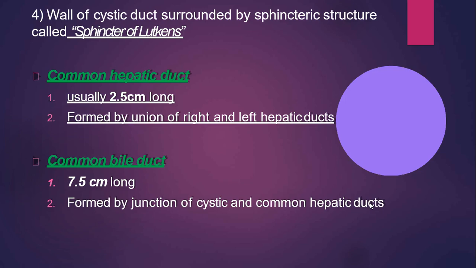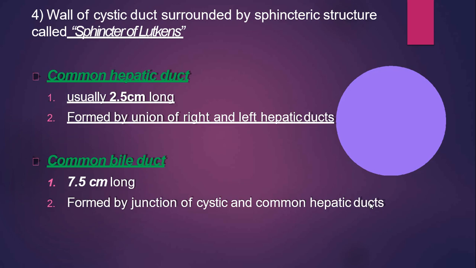Now the cystic duct unites with the common hepatic duct. The common hepatic duct is formed by the right and left hepatic ducts, and then that common hepatic duct after union with the cystic duct becomes the common bile duct. The common hepatic duct is 2.5 centimeters long, and it is formed by the union of the right and left hepatic duct, as I told.